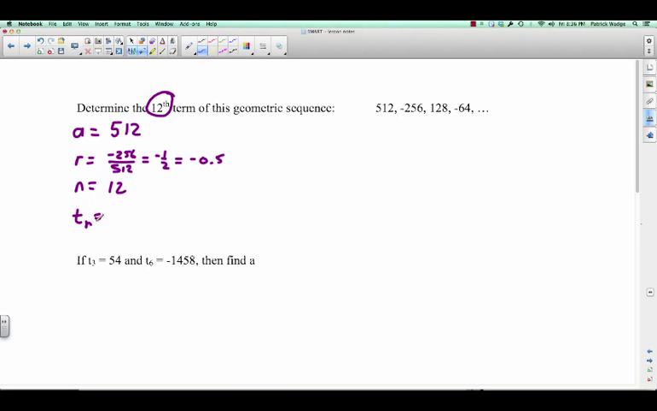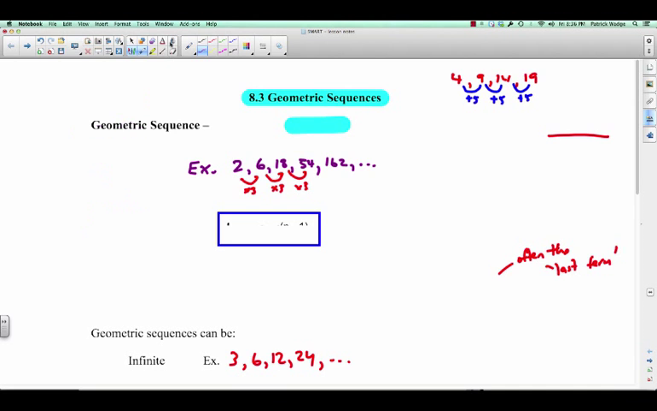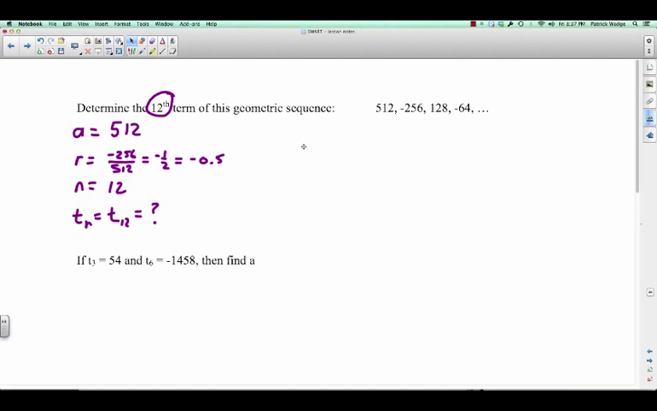So we don't know Tn, but we could be a little more specific. Instead of calling it Tn, call it T12. This is what we're trying to figure out. What's T12? Okay, so we go back and we look at our formula, which will have disappeared. There it is. And that's what we're going to use. So let's remember that and write it down here.